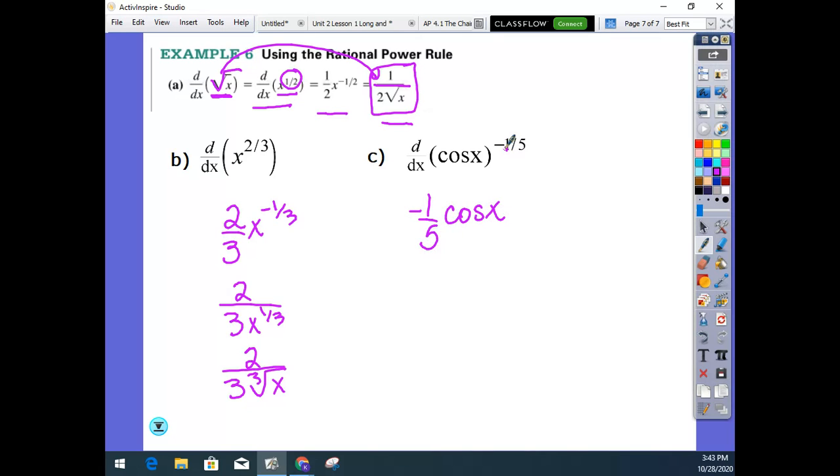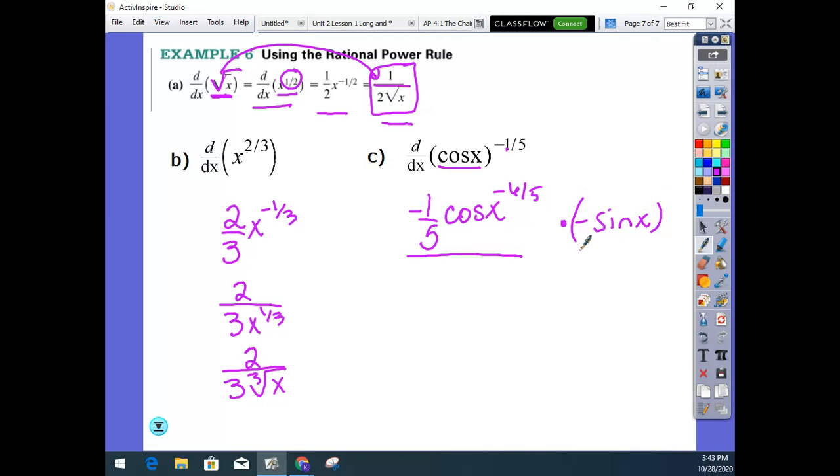All right, and this last one, drop your exponent, subtract 1, negative 1/5 minus 1, negative 6/5. So that's our power. Be really careful. This is just the power portion. We still have to chain on the derivative of cosine. The derivative of cosine is negative sine.